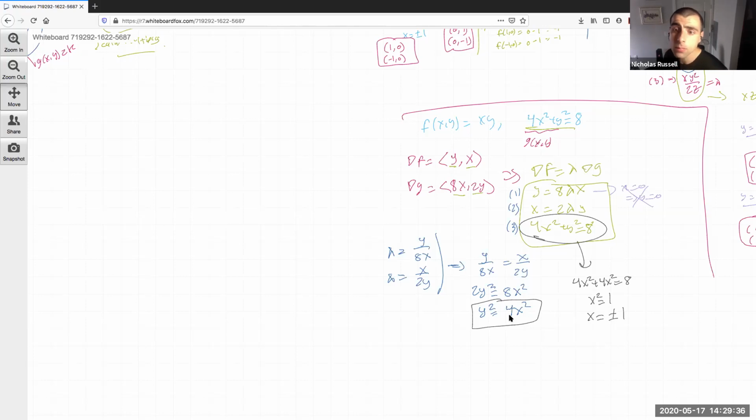You could do that. Then I have x equal to plus or minus 1. This gives me a couple of ideas, right? If x is equal to 1, this gives me that y squared is equal to 4, which gives y is equal to plus or minus 2. So I have two options: (1, -2) and (1, 2). If x is equal to -1, again y squared is equal to 4, and y is equal to plus or minus 2. So I can get (-1, 2) or (-1, -2). These are my four possibilities.